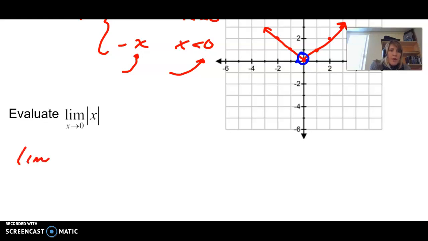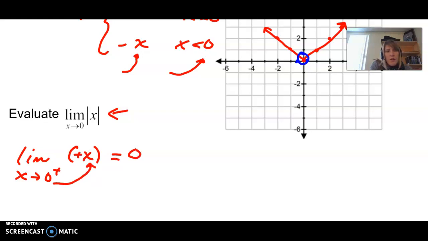So the limit as x approaches 0 on the right: because I'm approaching from the right, I'm going to use the positive slope. So this function becomes positive x. And if you plug in 0 into that function, we get 0.